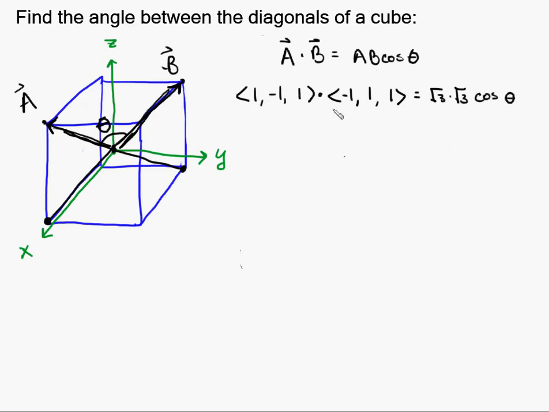So to do the dot product over here, this is going to be really simple. Since it's all 1s, it's just 1 times negative 1, or negative 1, plus negative 1 times 1, so minus 1, plus 1 times 1, so plus 1. That's the dot product, which is equal to 3 cosine theta. Over here we have negative 1. If we divide by 3, we get negative 1/3. Negative 1/3 is equal to the cosine of theta.